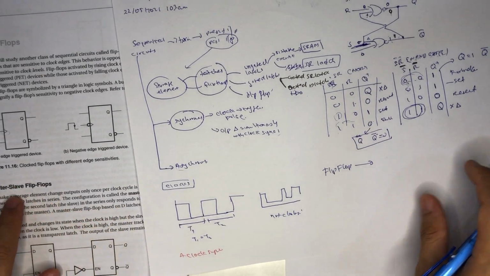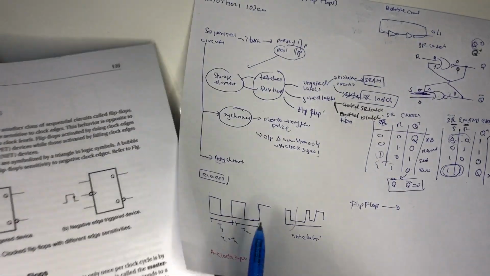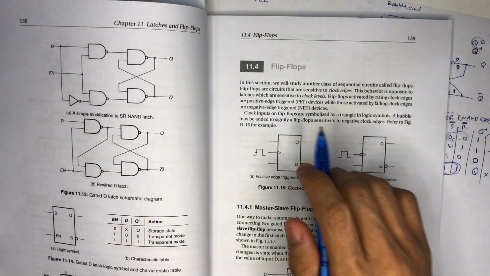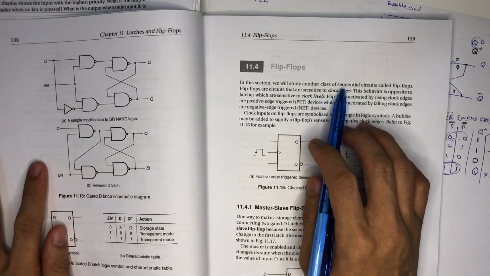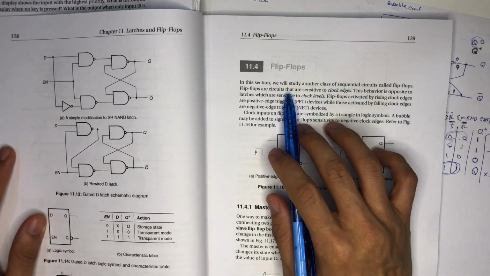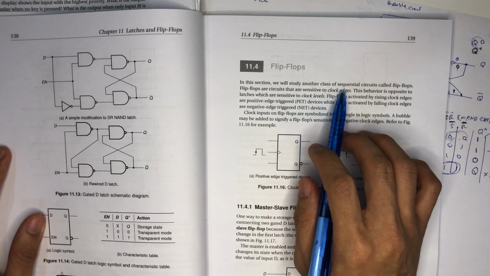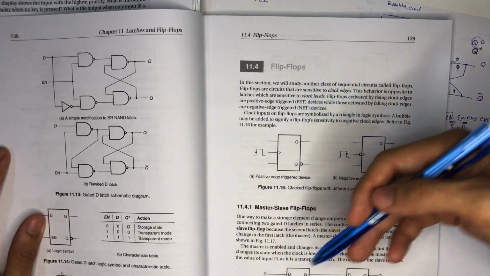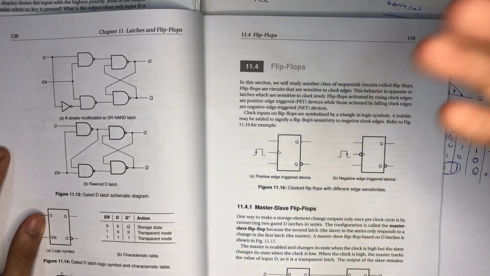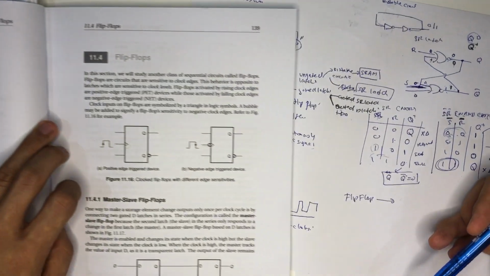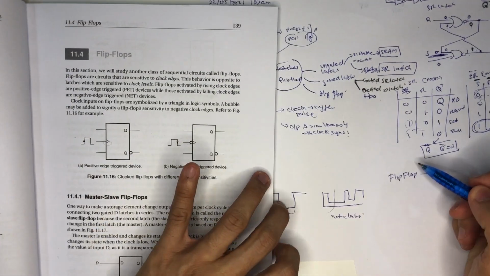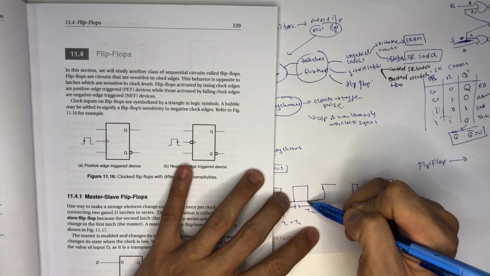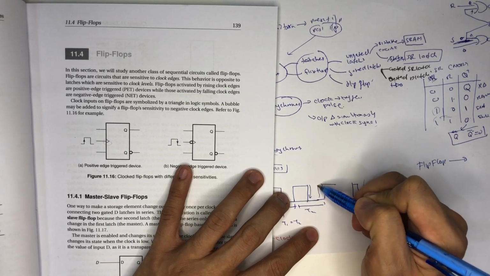So now we go to the flip-flop. What is the difference between this flip-flop? In this section, we study another class of sequential circuit we call flip-flop. Flip-flops are circuits that are sensitive to clock edges. Clock edges mean low to high, high to low. Clock edges like this, high to low or low to high.